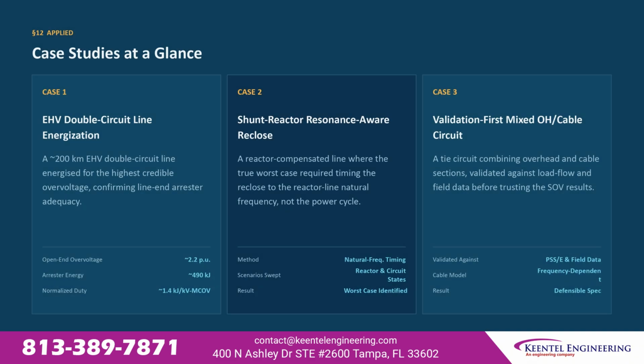3 case studies show how the methodology produces concrete results. The first is a 200-kilometer extra high voltage double circuit line energization. The open end overvoltage reached approximately 2.2 per unit, and the line end arrestor absorbed around 490 kilojoules, normalized to roughly 1.4 kilojoules per kilovolt of maximum continuous operating voltage.